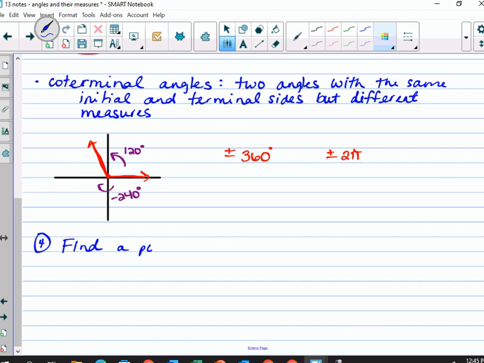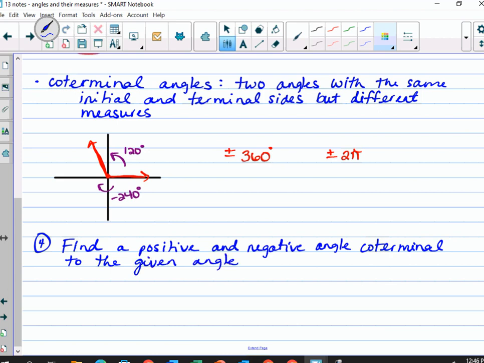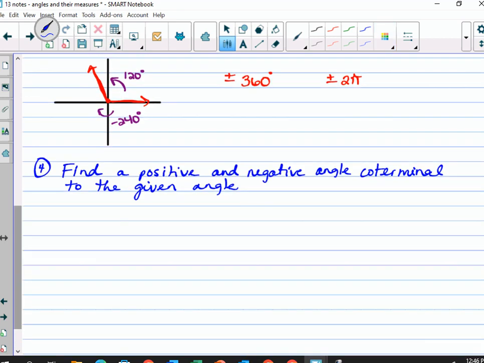Find a positive and negative angle coterminal to the given angle. So part A we'll do together. 390.